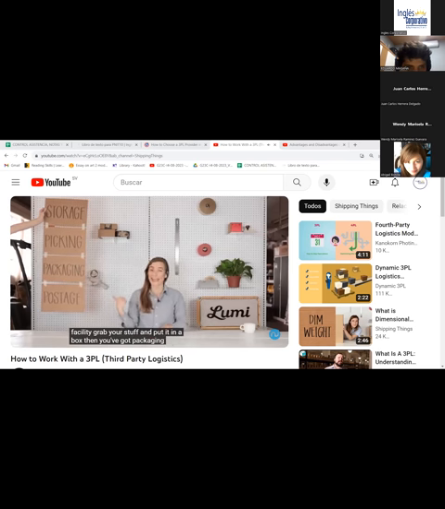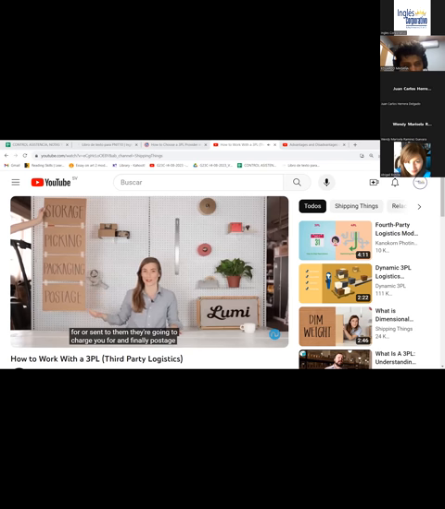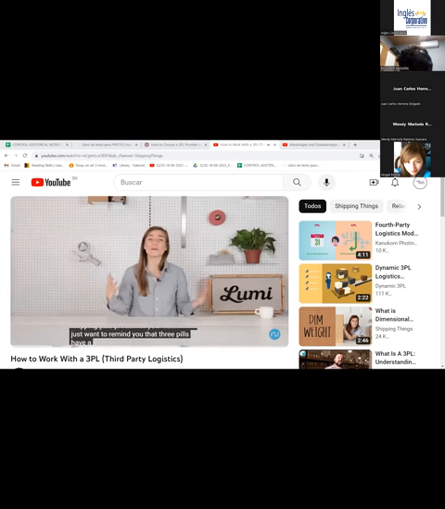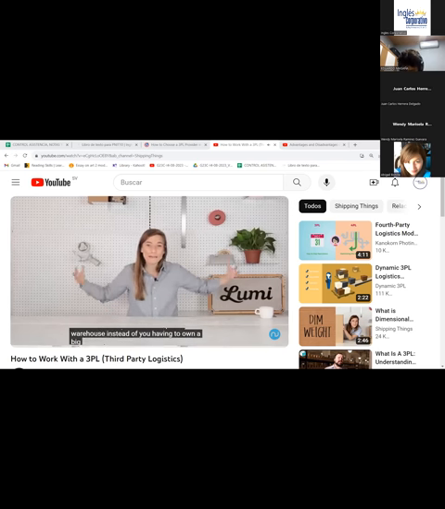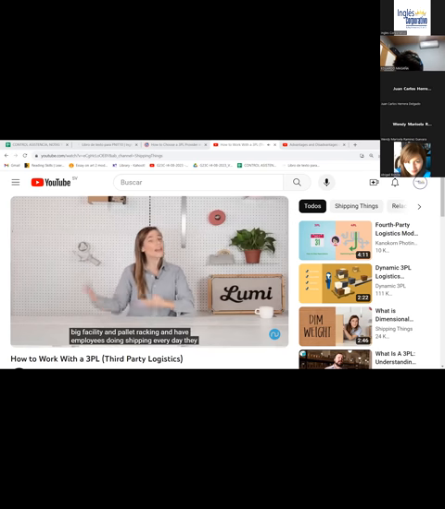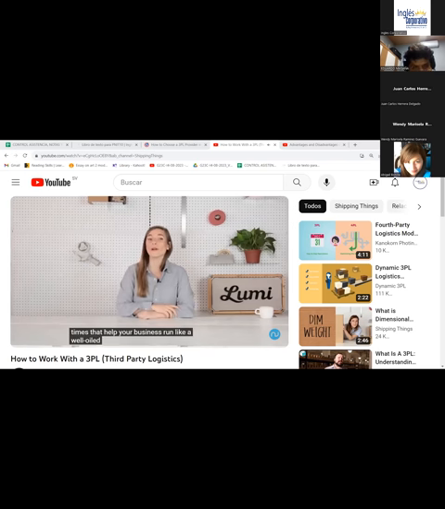Then you've got packaging. Any packaging you haven't already prepaid for or sent to them, they're going to charge you for. And finally, postage. Postage is what you pay for actually shipping your product to your customer. I just want to remind you that 3PLs have a really hard job to do too. It's almost like fractional ownership of a warehouse. Instead of you having to own a big facility and pallet racking and have employees doing shipping every day, they do that on your behalf. They also have incredible software systems a lot of times that help your business run like a well-oiled machine.